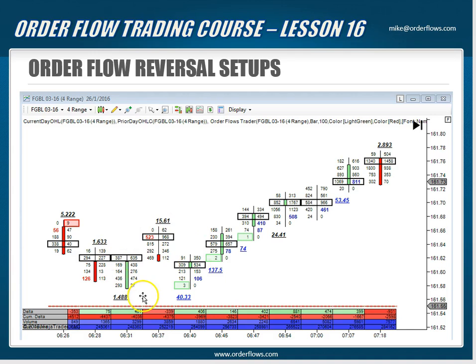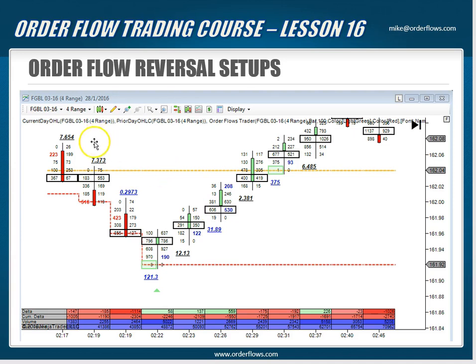That's one of my bread and butter setups, but I do like to see when you test a low or test a high the second time, and even to a lesser extent the third time, and do it on much less volume. Do it on a single print. I really love it. What you're seeing is the low come in, the market goes sideways a little bit, and then it's showing you the change in supply and demand as the market starts to move away from that low.